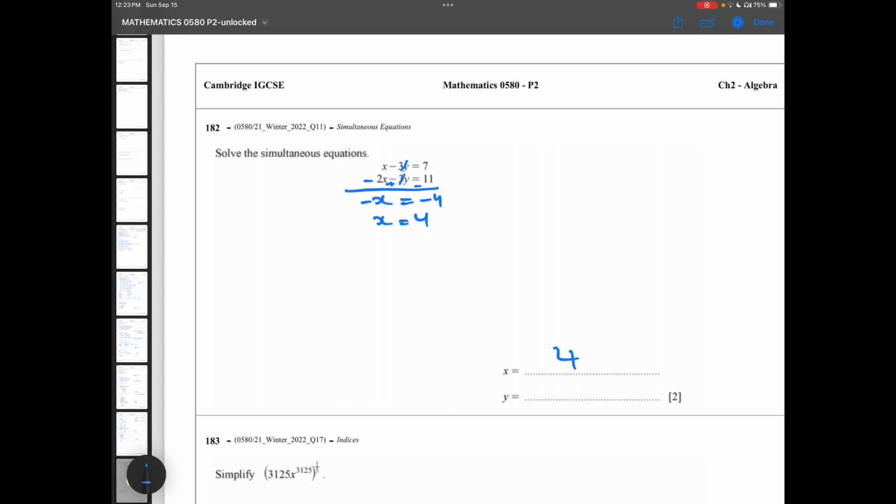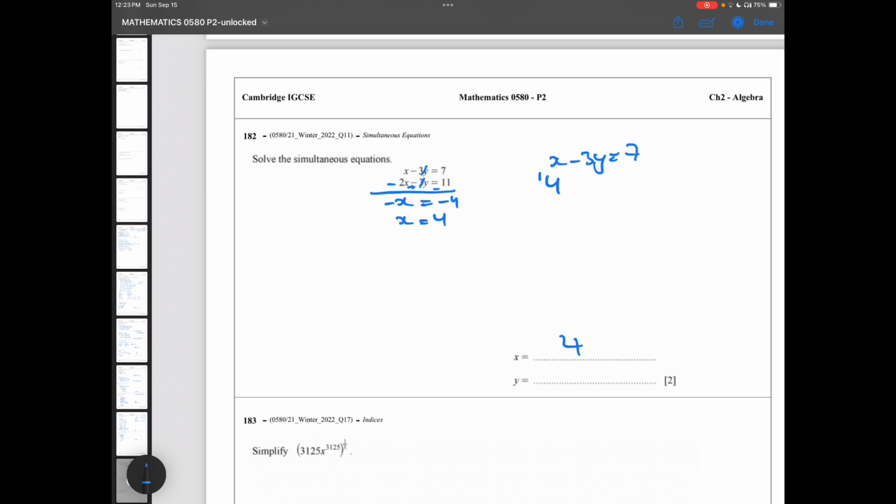To find the value for y, I'm going to place the value of x in the first equation. x minus 3y is equal to 7. x is 4, so 4 minus 3y is equal to 7. When I move 7 over here, 7 gets subtracted. When I move minus 3y to the right side, the sign will become positive. 4 minus 7 is minus 3, which is equal to 3y. Now this 3 will be divided by minus 3, and minus 1 is equal to y.